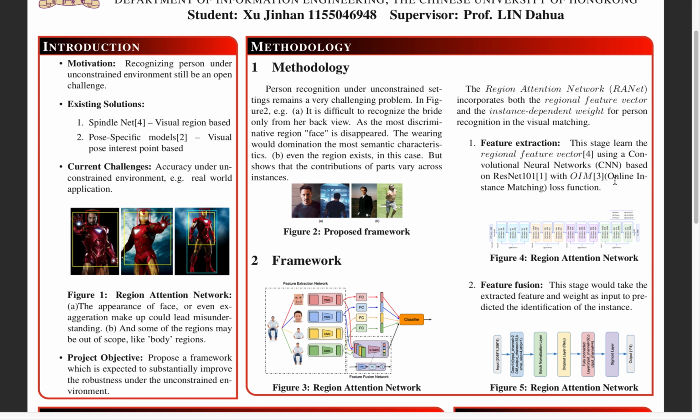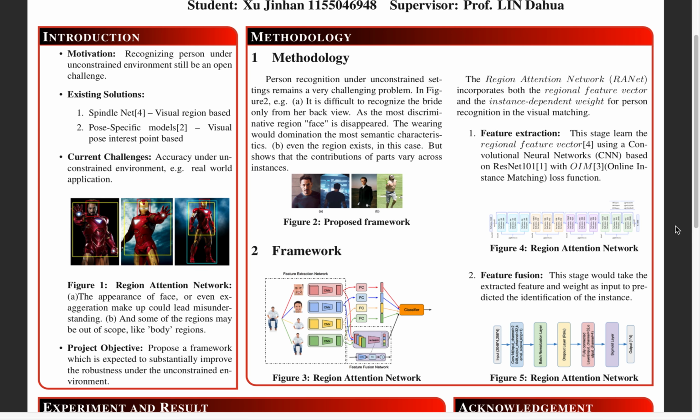Both ResNet and OIM loss function could speed up the convergence when we train the network. That will save a lot of time. Also, as OIM loss might easily lead the network to overfit, instead of directly using the 2048 dimension feature vector output by ResNet 101, we reduce the feature into a lower dimension, 256. Each region would extract one 256 dimension feature vector.